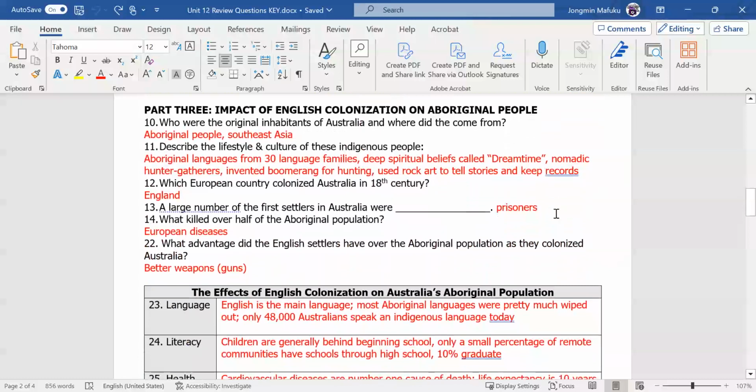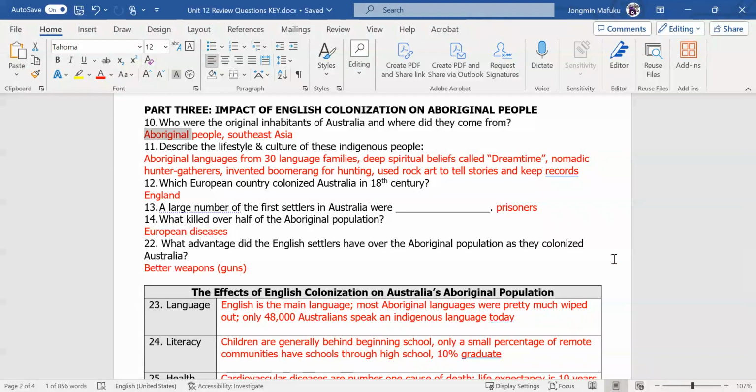Part three, impact of English colonization on Aboriginal people. Who are the original inhabitants of Australia and where did they come from? Of course, they're called Aboriginal. Make sure you know the root word, right? The original people, the people that came from that continent, the people that are original, the originals.